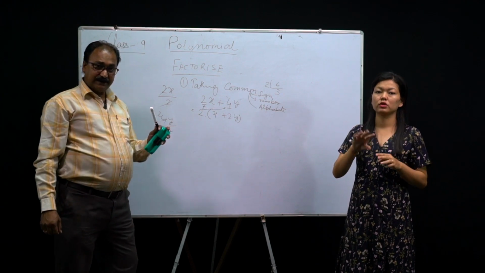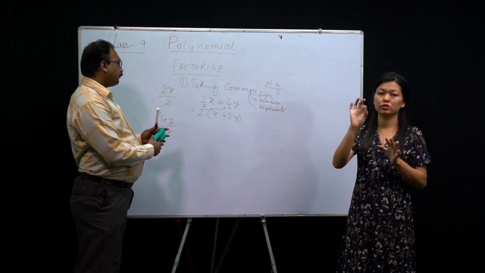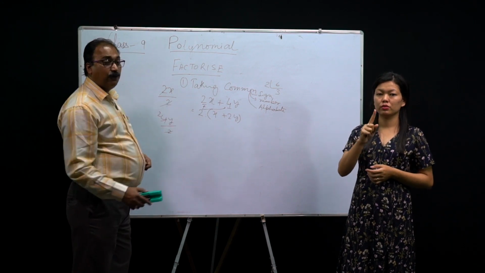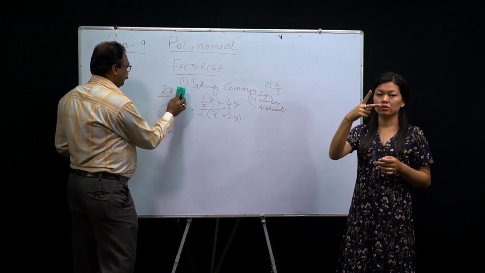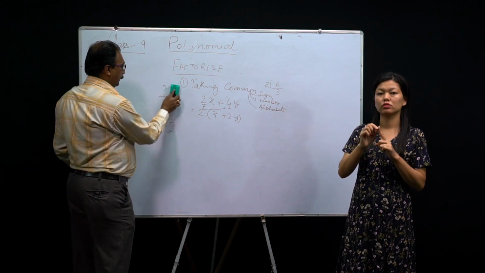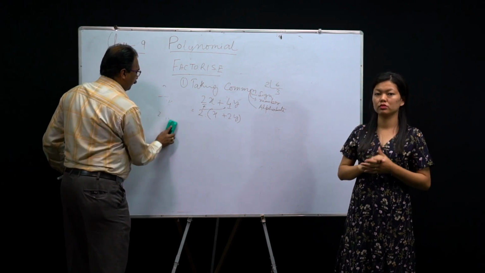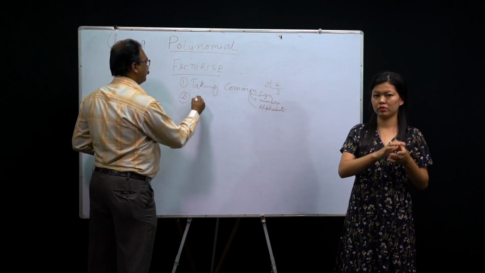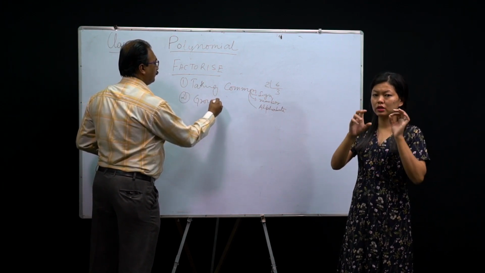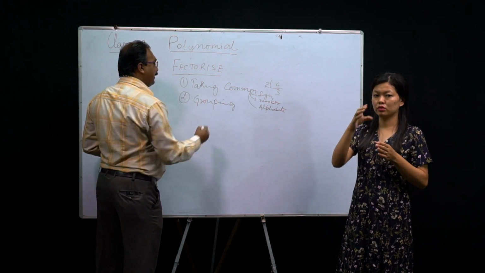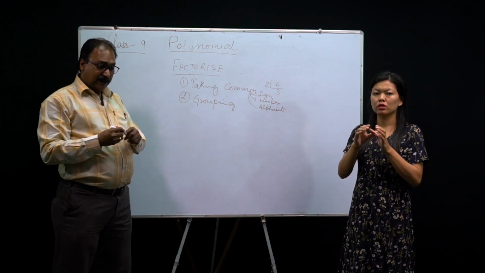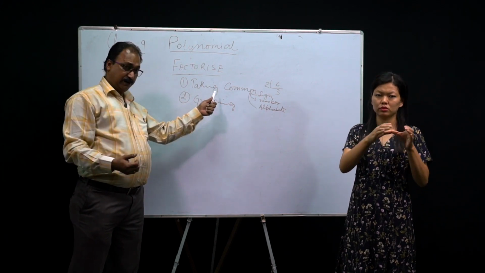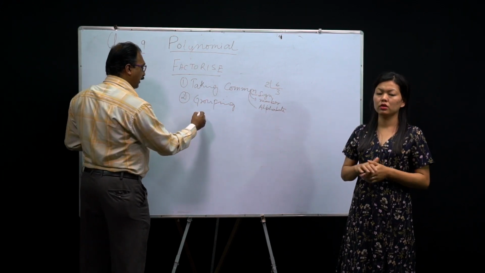Understand taking common? Now we have to go for grouping. Number 1 is taking common, number 2 is grouping. Clear? What is grouping? When there are so many terms, you make them into groups and take common, and then continue with this. Clear? So I'll give an example.